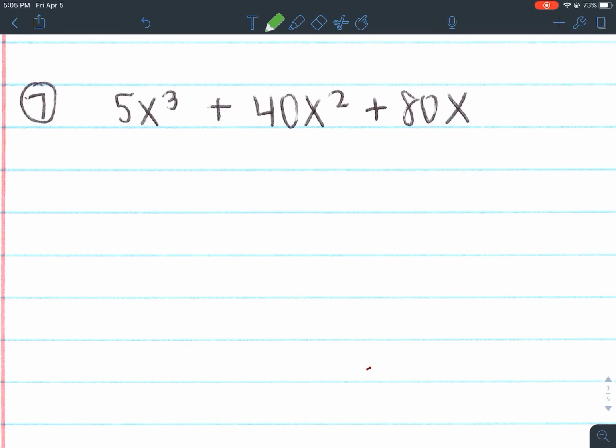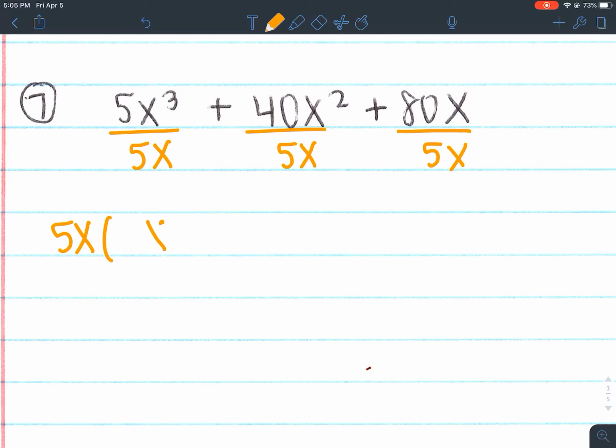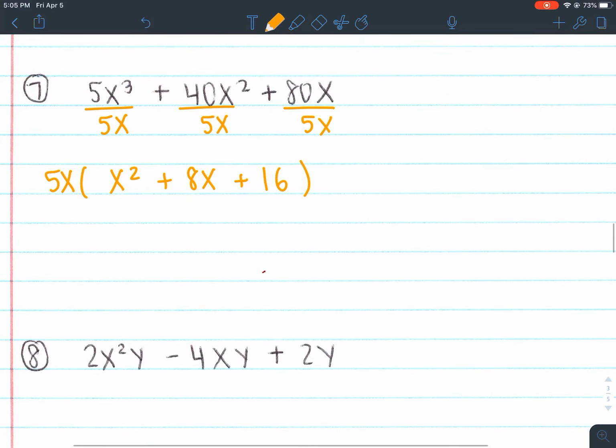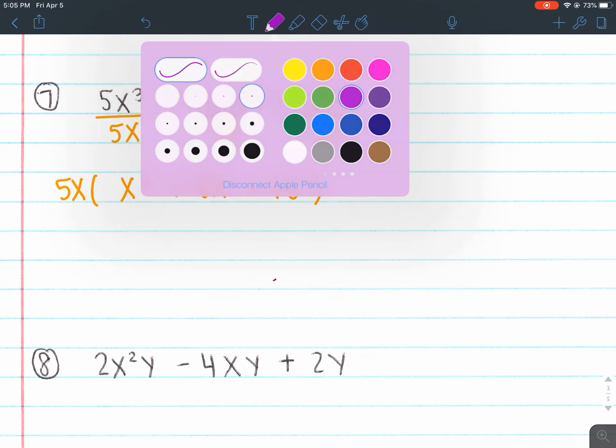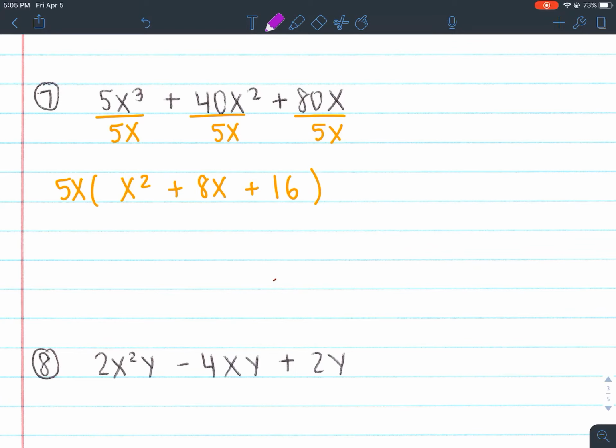Three left. Number 7, I have 5x cubed plus 40x squared plus 80x. Again, you always check for a GCF first. In this case, my GCF would be 5x. Okay, so I have 5x on the outside, and what I have left over is x squared plus 8x plus 16. Okay. Now here, after I take out that GCF, inside my parentheses I have a trinomial.